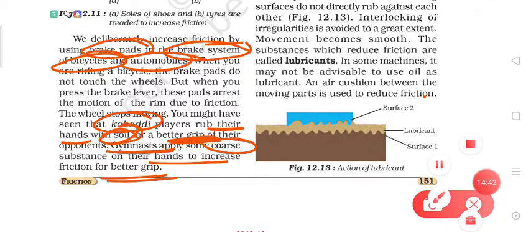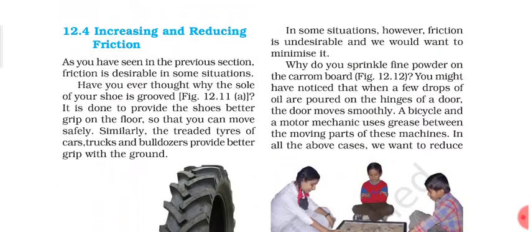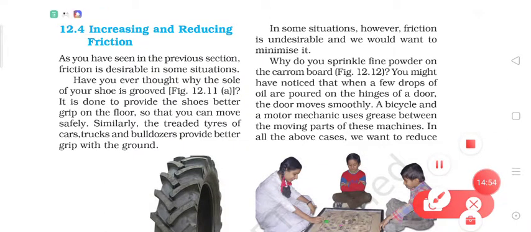All right. Now we have seen that in order to increase the friction, we have to increase the roughness of the surfaces, right? In case of tires, soles, and the hands of gymnasts, in all these cases you have seen that they increase the roughness of the surfaces, and by increasing the roughness of the surfaces we can increase the friction.